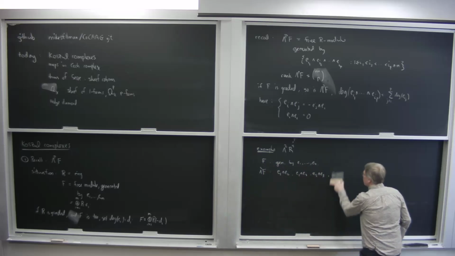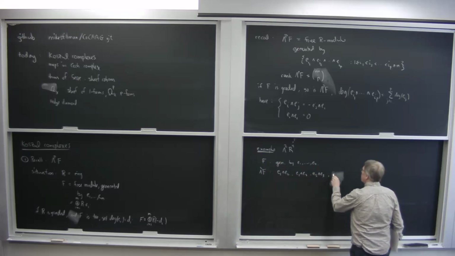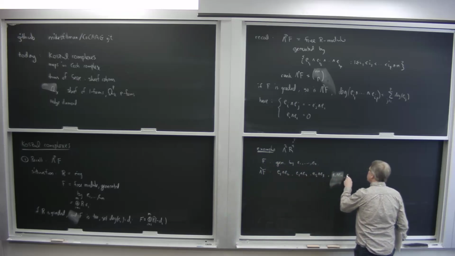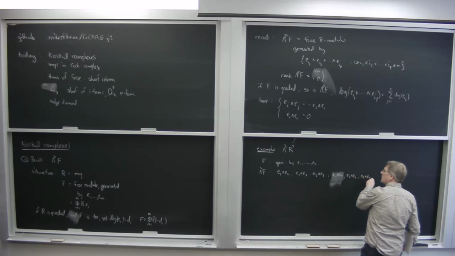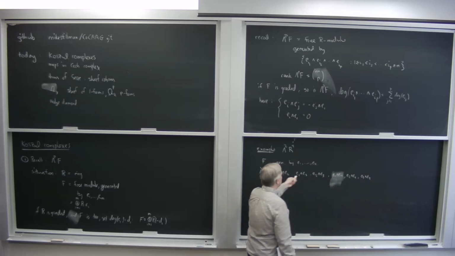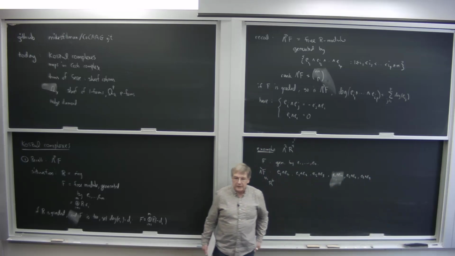We have to do all with 4 now. So E1 wedge E4, E2 wedge E4, and E3 wedge E4. So this is equal to 1, 2, 3, 4, 5, 6. This is R to the 6th. Like this, okay?